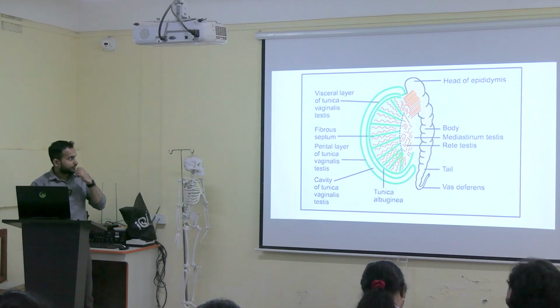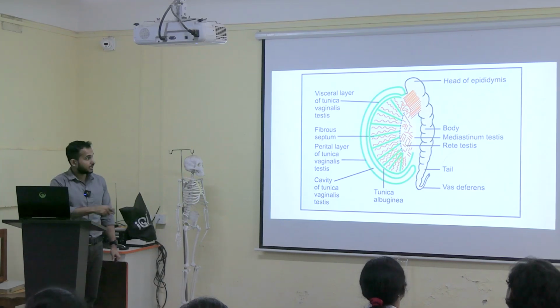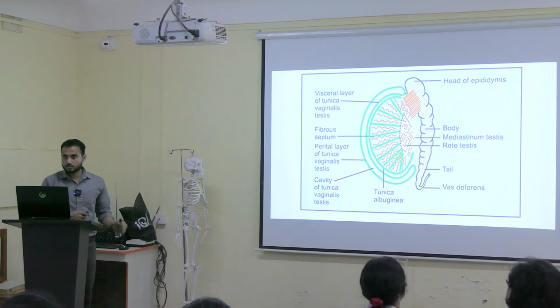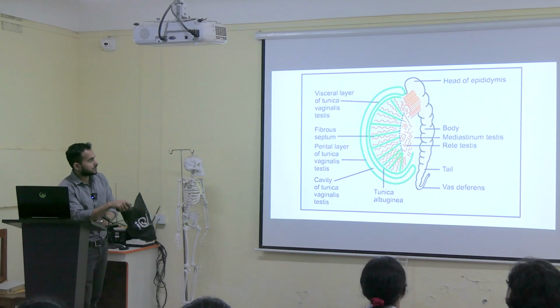Now in this diagram, can you see the mediastinum testis? So here this is the mediastinum testis. These coverings, whatever are present, are absent in the case of the mediastinum, the posterior border, because through this posterior border only the blood vessels and nerves have to enter the testis.